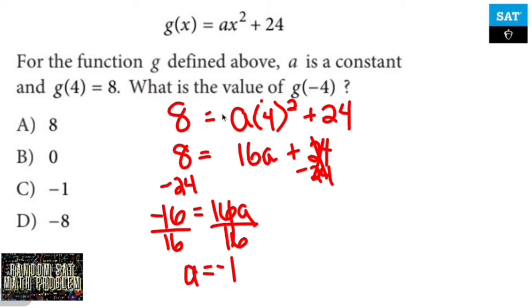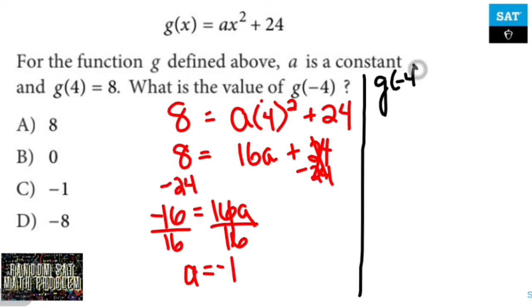So let me do that over here. Hopefully I left myself enough space. We shall see. g of negative 4 is equal to ax squared, but I know a is negative 1, so I'm going to replace a with negative 1, or just negative. If I'm finding g of negative 4, x becomes negative 4. So I have negative 4 squared plus 24.